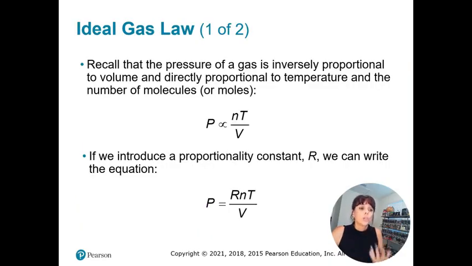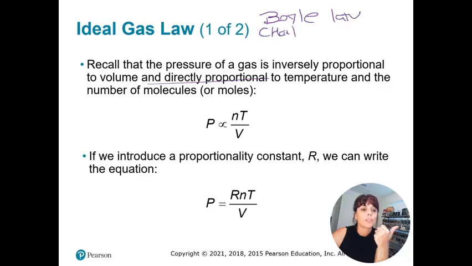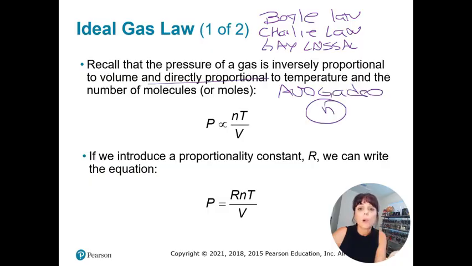Okay, so, the ideal gas law. Let's talk about that. Recall that the pressure of a gas is inversely proportional to the volume and directly proportional to the temperature and number of molecules. Here we are talking about Boyle's law, Charles's law, and Gay-Lussac's law. And here we have Avogadro's law, which is about the number of moles. When you increase the number of moles, you increase the pressure, a direct proportion. So this is the number of moles.